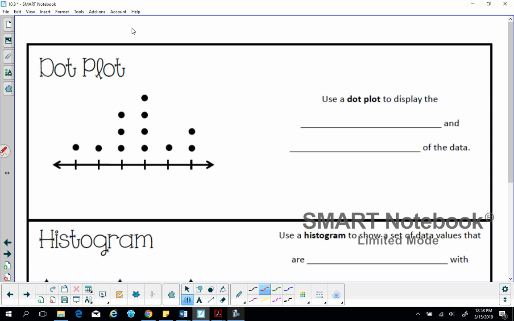You're opening your purple thing to where it says overview and vocabulary, and we're on the top two. So the first thing we're going to learn today is dot plot. Hopefully you kind of remember this from middle school. But we use dot plots to display the frequency and distribution of the data.